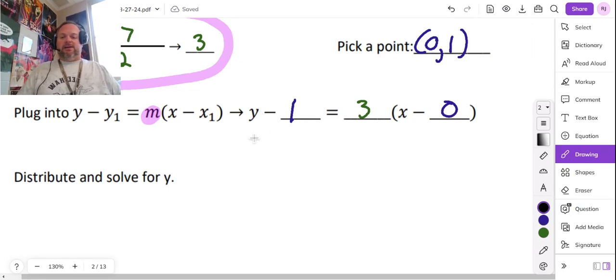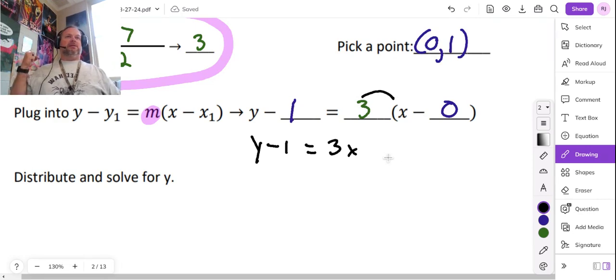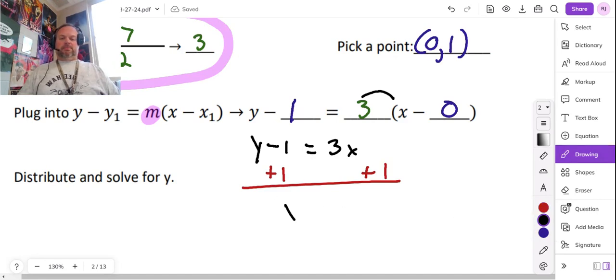So we leave this side alone. We distribute 3 times x, 3x, 3 times nothing. Nothing. You could put a 0 there. You don't have to. Okay. How am I going to get this minus 1 over here? Add 1. Now, I can't add a 1 to 3x. They are not on the same team. But I can write it like this.